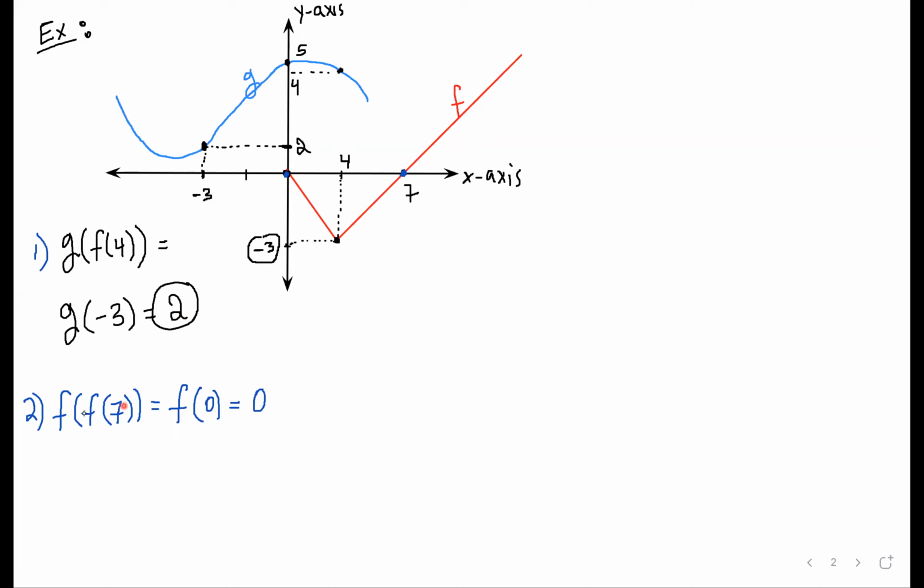Now for the second one, f of 7. You go to the 7, you find the y value for f of 7. f of 7 shows 0. So f of 0. Now you go to the 0, you find the f value again for the 0. The f value for the 0 in the red function is 0. So the answer is 0. Make sense? Okay.